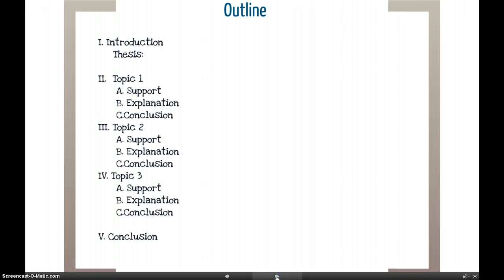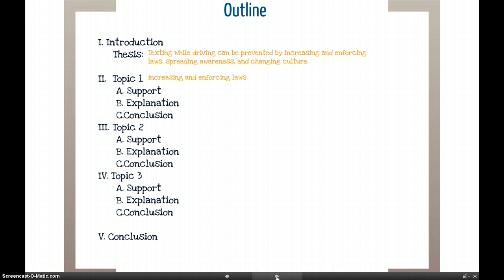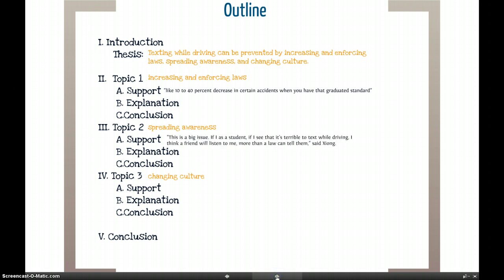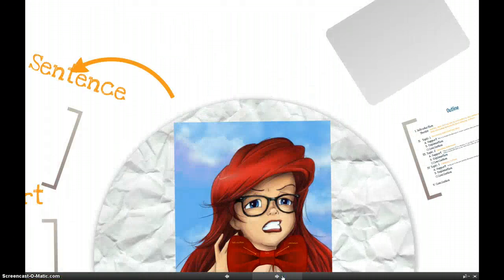If you remember your outline, we placed our three main ideas from our thesis in our three topic sentence slots, and then our support goes here. But how do we form this idea, increasing and enforcing laws, into a good topic sentence? Here are some important elements to include in a topic sentence. First, the transition, the paper topic and verb, and the main idea.